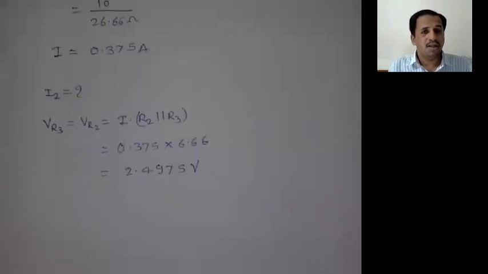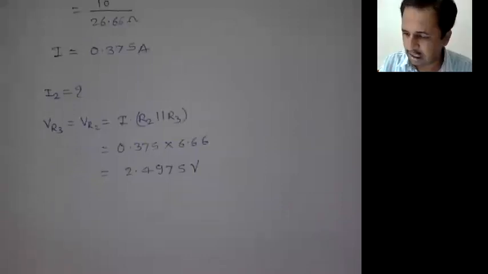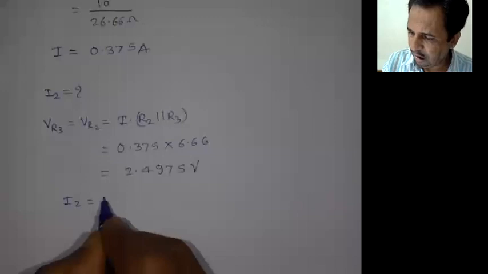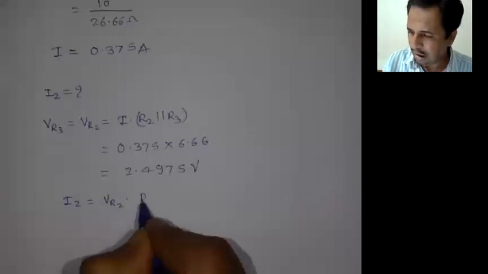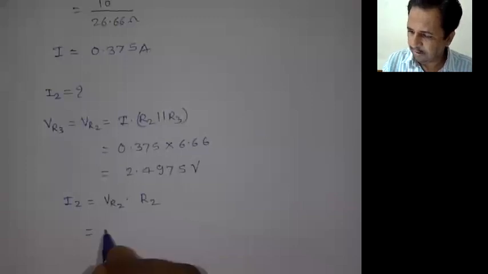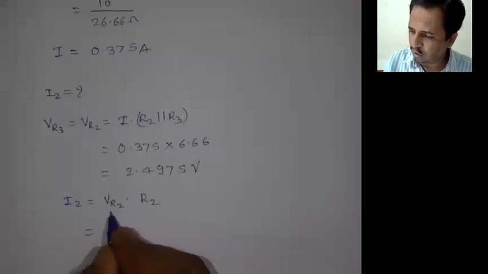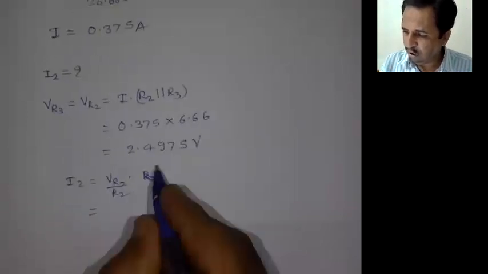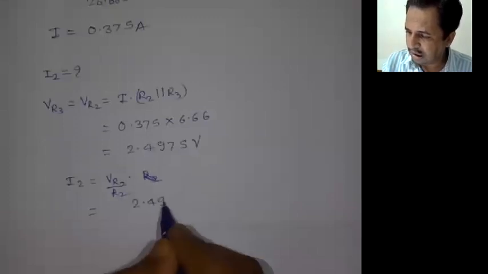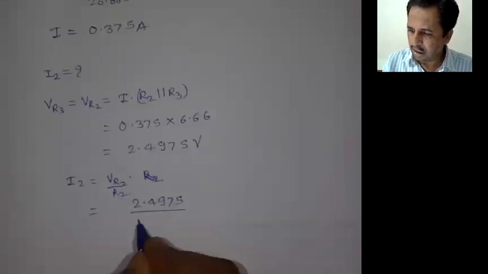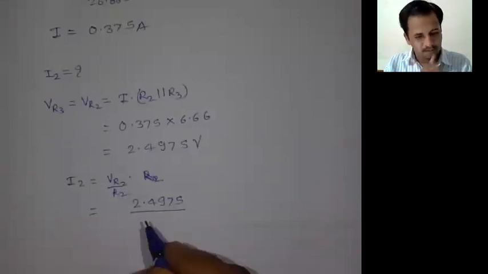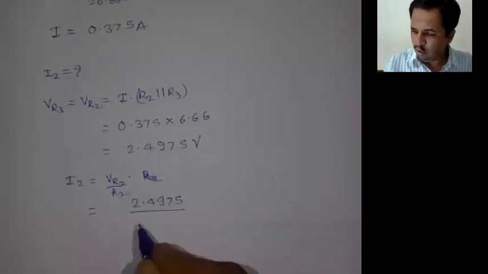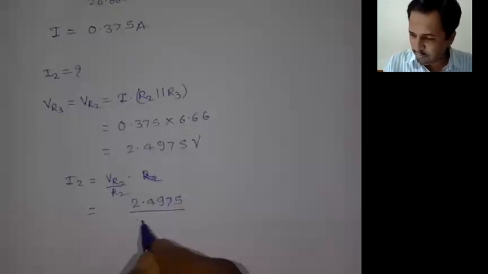Now, once we have observed the voltage, we have to find the current. That is current I2 equal to VR2 upon R2. Now here, what is VR2? The VR2 value is 2.4975, upon the R2 resistance, and the R2 resistance value is 20 ohm.